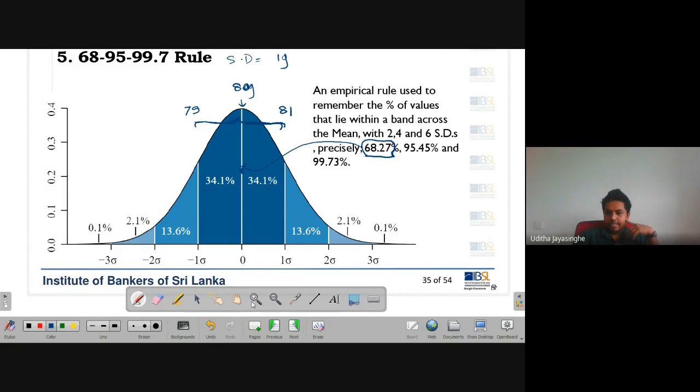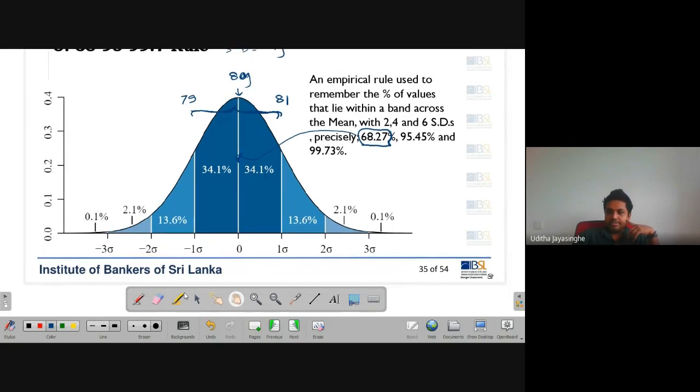What if I increase my range a little bit further? Something like this range, 78 to 82 grams. These are extremely useful things, isn't that so? So this is going to be 13.6 plus 34.1, 34.1, 13.6, approximately 95%. 95% are going to lie in this range.